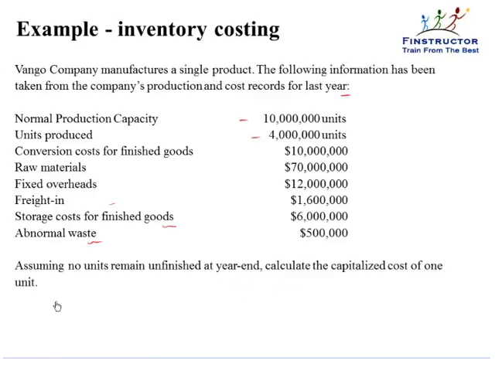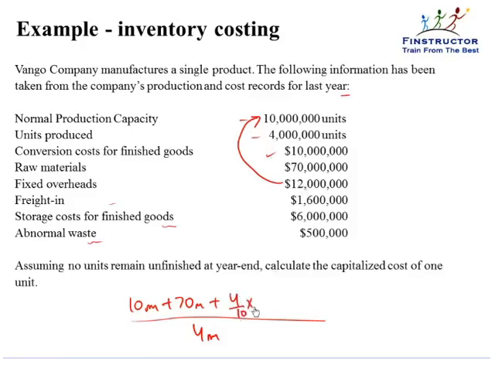So we'll apply the same concept we just studied. The total production has been 4 million units. Conversion cost for finished goods would be included or capitalized in the cost of inventory. Likewise, the cost of raw materials, that is $70 million. Fixed overheads, only to the extent allocatable, will be allowed to be included. So $12 million is for the production of 10 million units. So how much of this would be allocatable to 4 million units? That will be 4 by 10 of the 12 million.